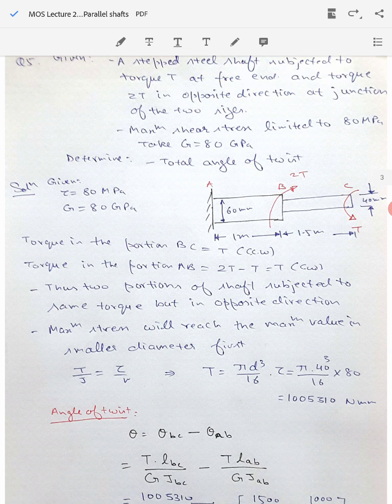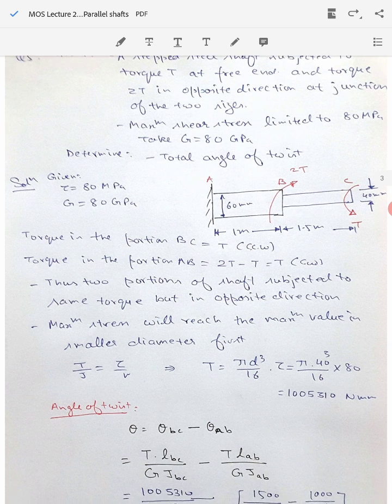So therefore we will use this relation for the smaller shaft here. The smaller shaft is the shaft section BC, for which the diameter is given as 40 millimeters. So we will substitute for diameter equal to 40 cube. Material permissible stress is 80. So that gives us the applied torque as 1005310 Newton millimeter, or 1005.310 Newton meter. Okay, so that is the value of torque that we have evaluated from this equation.